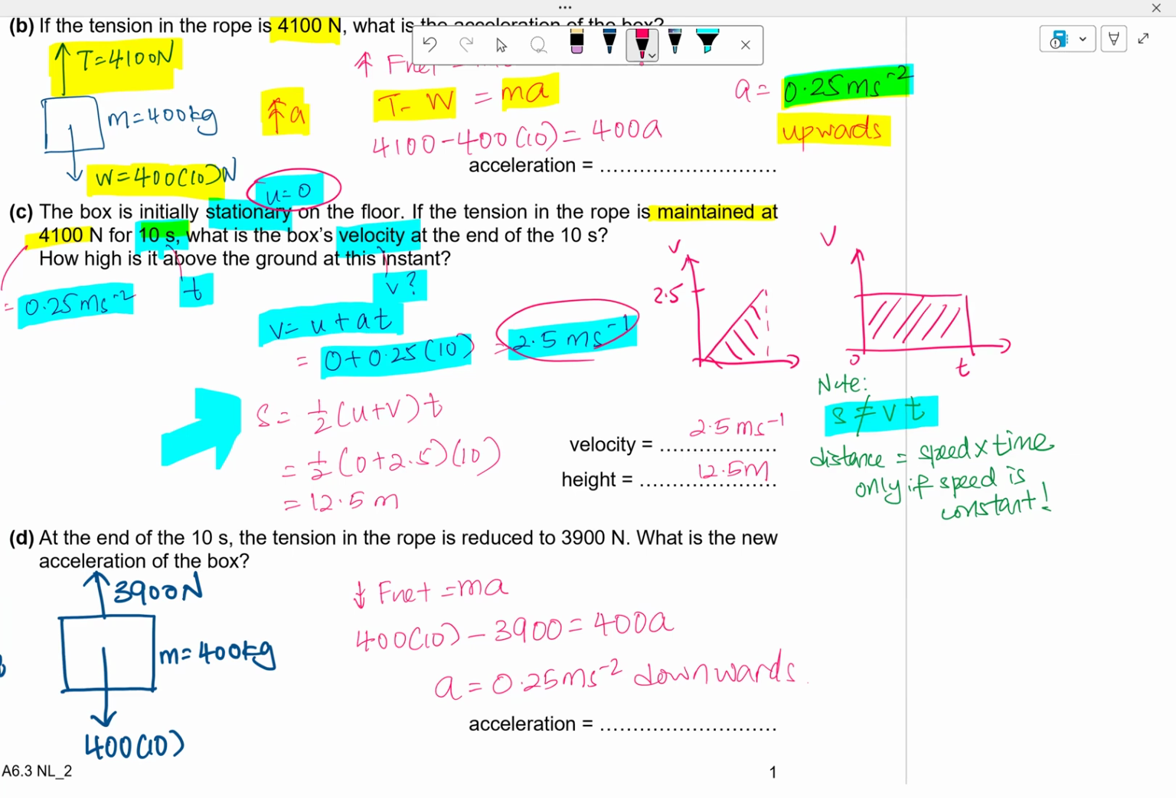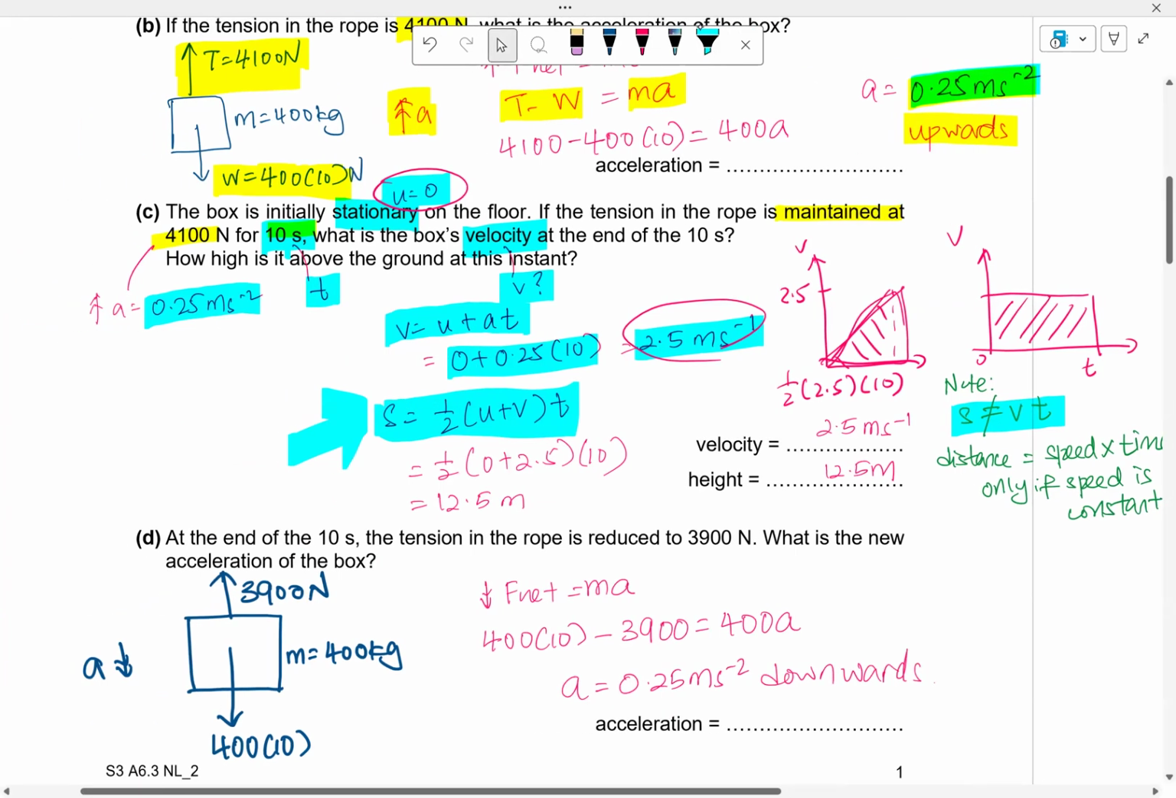So how do you solve questions like this? Of course, if you want to, you can sketch your v-t graph and take half times base times height. So you end up with half times 2.5 times 10, right? Alternatively, just apply your equations of motion. Displacement is half times initial velocity plus final velocity, times time. You'll still obtain 12.5 meters.